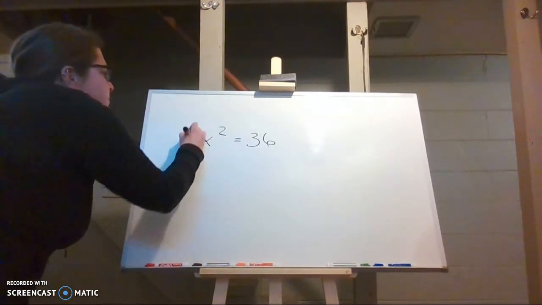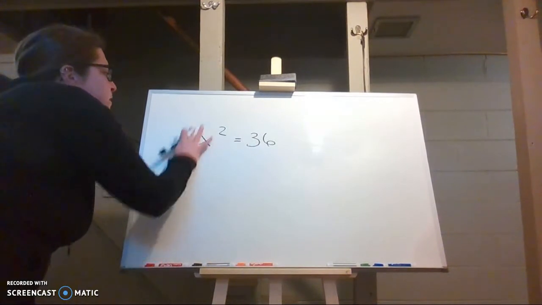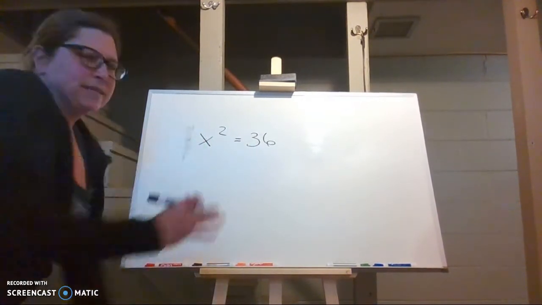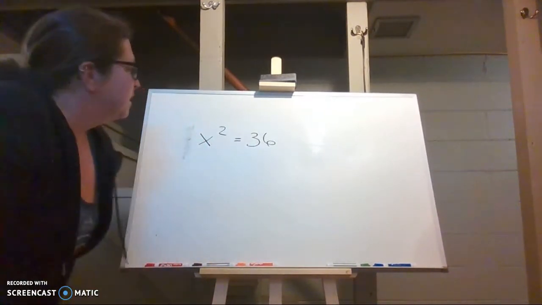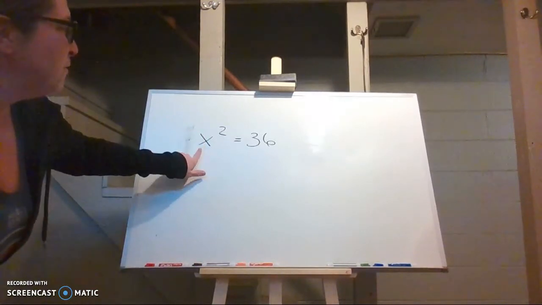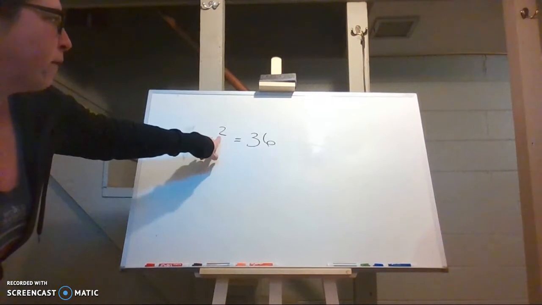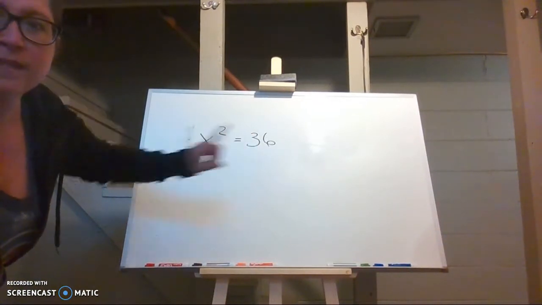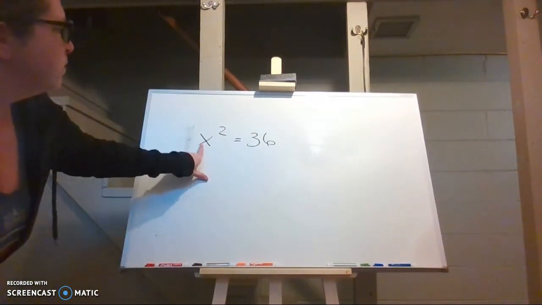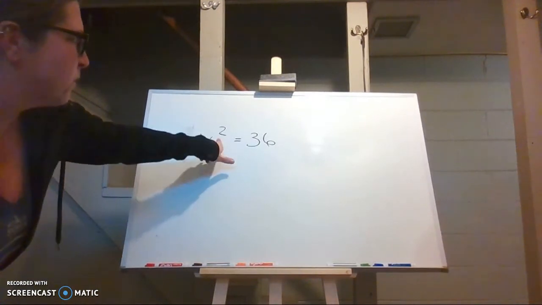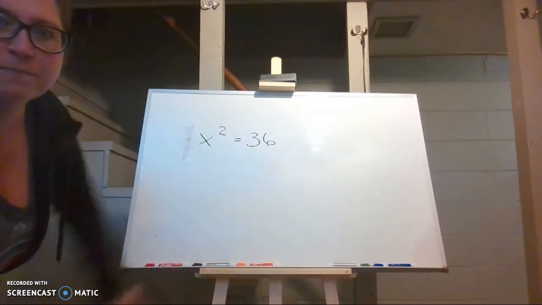Here's the deal. I'm going to step back a second, rewind. Essentially what I know is: what is the number I can put in for x that when I square it, I will get 36? So think about that. What is the number you can put in for x, and when you square it, you get 36?